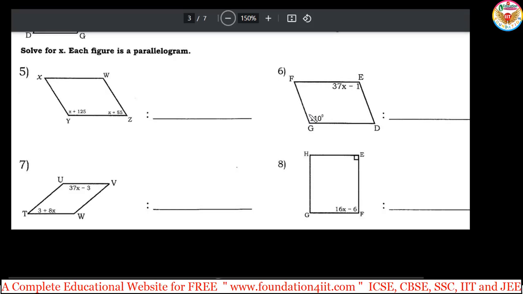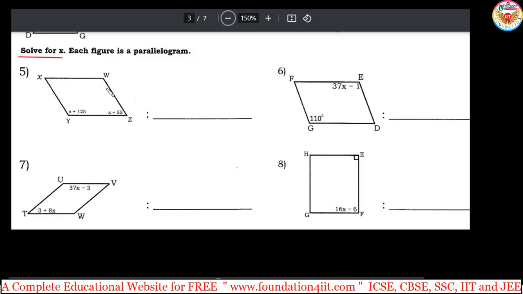Next, depending on the properties, we have the problems. Solve for x. Once you perfectly practice all types of quadrilaterals in the worksheets, then come to the third page in this worksheet and find the x value. Each figure is a parallelogram. According to the parallelogram, we know that opposite angles are equal, right? And the sum of adjacent angles is equal to 180 degrees. So angle y plus z is 180, or else angle x plus y is 180.